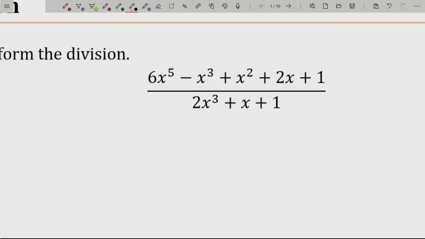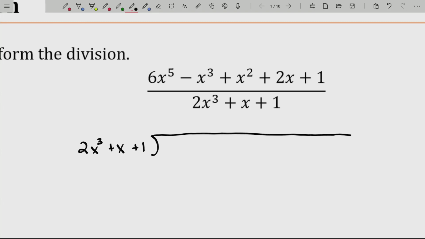We have a 2x cubed plus x plus 1. Now, I have to apologize beforehand. I just made this example up without checking it. So I don't know how nice or ugly this is going to be. Hopefully it won't be too ugly, but it might be ugly. And that's just something we'll have to deal with.